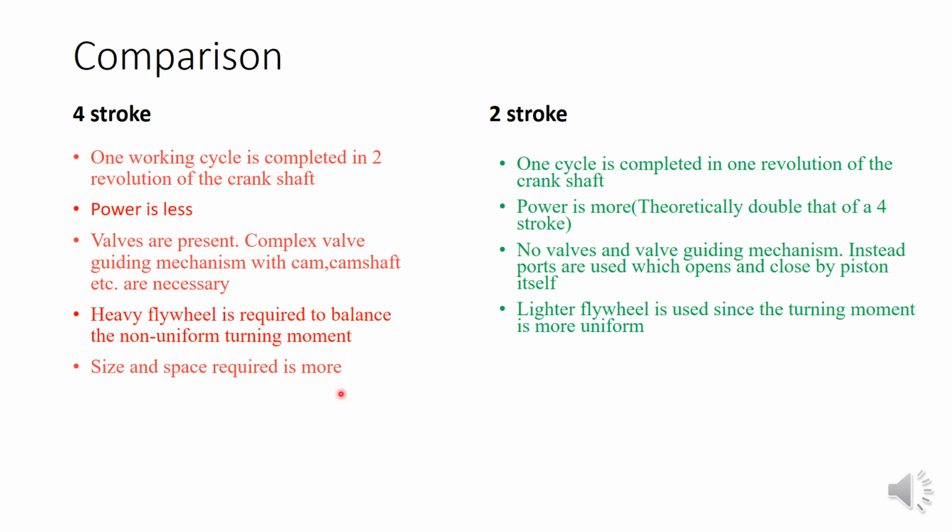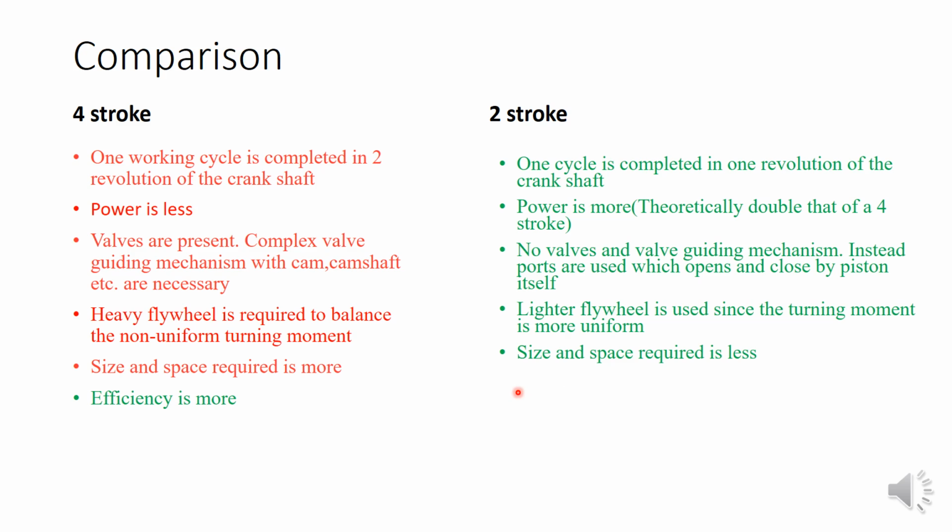And we know size and space required will be more for the same power. So if you want a 1 kilowatt power engine, this four-stroke engine will be somewhat heavier, or size and space will be more for that much power. But for two-stroke engine, this will be smaller. So that is an advantage of two-stroke engine. Size and space, weight, etc. will be less. But what about efficiency? The efficiency will be more in four-stroke engine only. Two-stroke engine efficiency will be less.